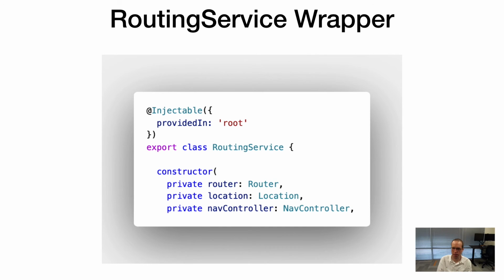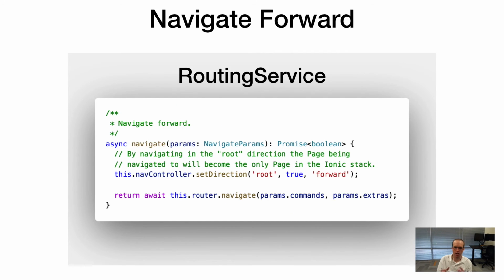So let's create one of those. And then let's talk about adding a forward navigate method to that routing service. So we have the forward navigate method. The last line of the method is what you would normally call directly. It's the Angular router calling navigate on it.